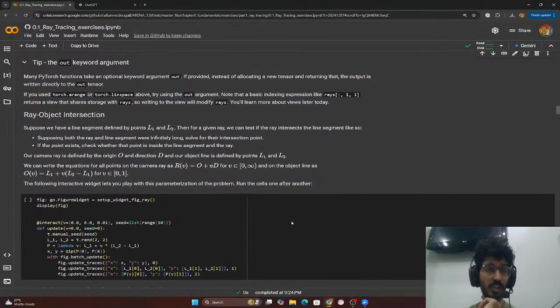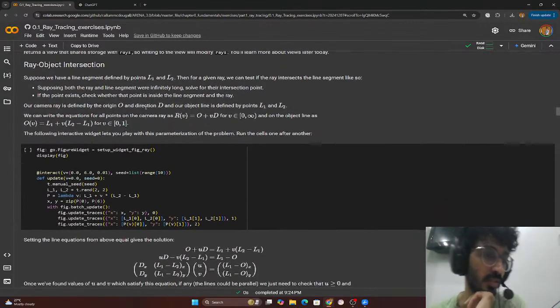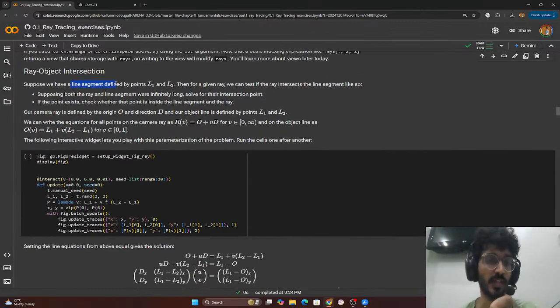All right, let's look at this. Suppose we have a line segment defined by points L1 and L2. Then for a given ray, we can test if the ray intersects the line segment. Assume both are infinitely long. Solve for their intersection. If the point exists, check whether the point is inside the line segment and the ray. Makes sense.